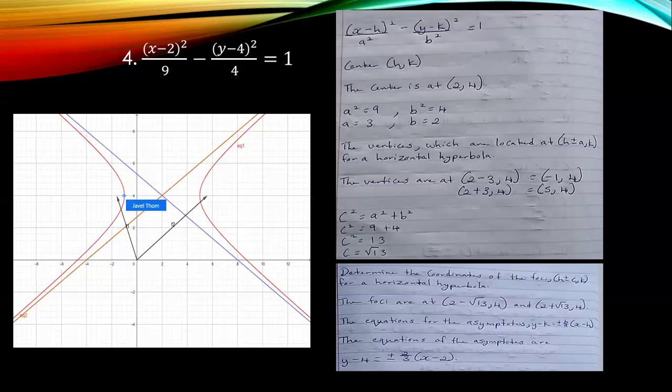Alright, that's one vertex. So let's find the other vertex, which we have positive 2 plus 3. So we work that out, that will give us 5 comma 4, and that would be here. And if you check, you will see that it's accurate on the graph. Alright, so those are our points.